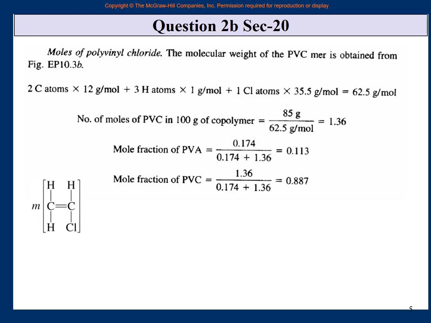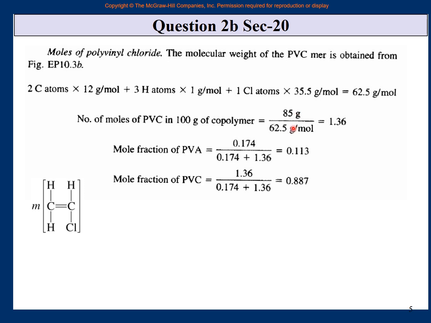So polyvinyl chloride is this. In ethylene, one hydrogen is replaced by chlorine. So 2 carbons, 3 hydrogens, 1 chlorine, right? So 2 carbons times 12, 3 hydrogens, and 1 chlorine, 35.5. The total is 62.5. And 15 gram was PVA, so 85 gram is PVC.